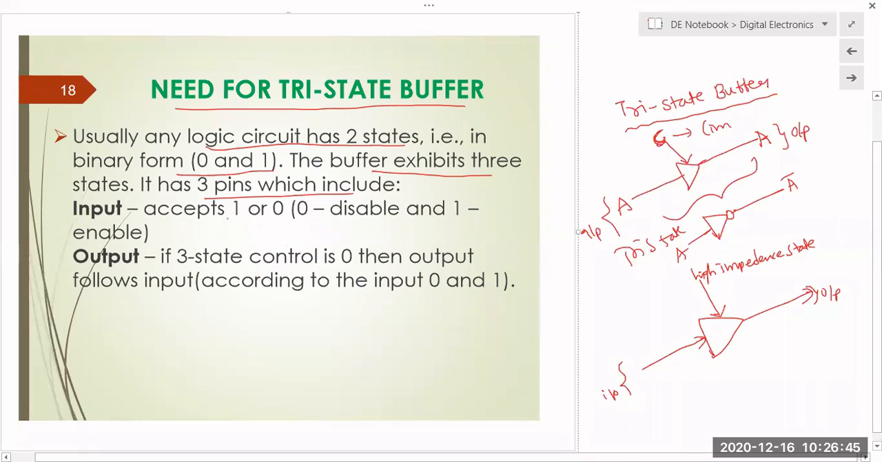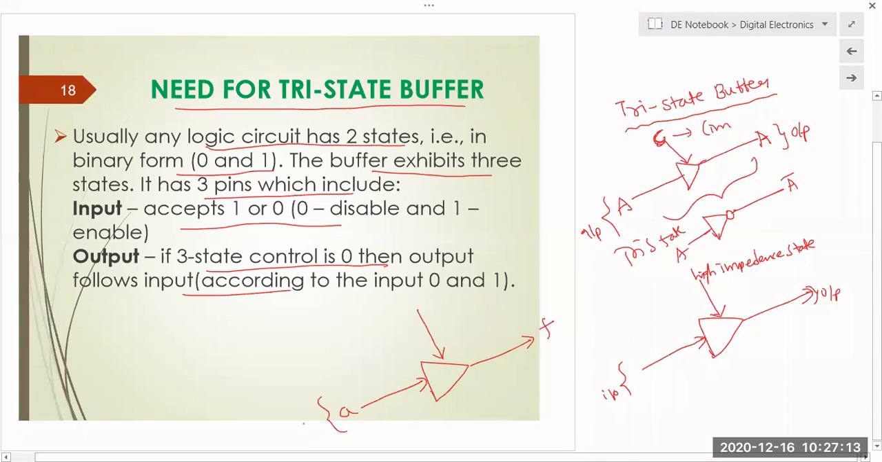The input accepts 0 or 1. For the control, 0 disables and 1 enables. If the 3-state control is 0, then the output follows the input, according to the input of 0 and 1. Actually it is like this: it is A and you have an output, which you can call Y or F, anything. There can be many inputs, but I am taking only one, and I am taking this C, and this is your output.